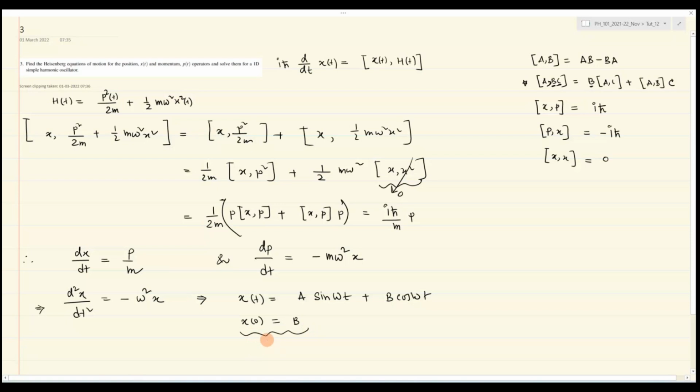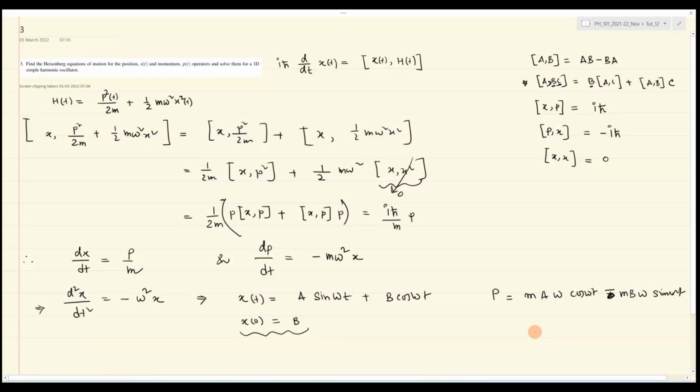Now to get p, how to get p? P is basically m times dx/dt. So it will become m a omega cos omega t minus m b omega sin omega t. Are you guys with me?